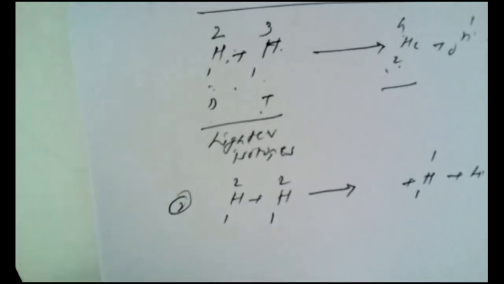Another reaction that I would like to give you here: suppose we take two atoms of deuterium, and during this reaction one proton is ejected plus about 4.0 MeV of energy is released. What is remaining? To arrive at the product, first of all we have to add up the atomic numbers. 1 plus 1 is 2, minus 1 is 1. 2 plus 2 is 4, minus 1 is 3. So a tritium is obtained.